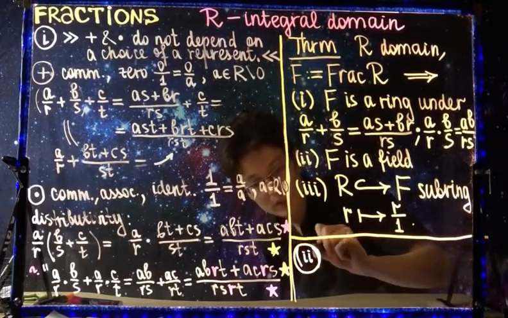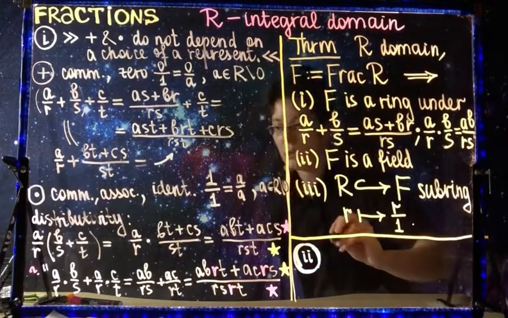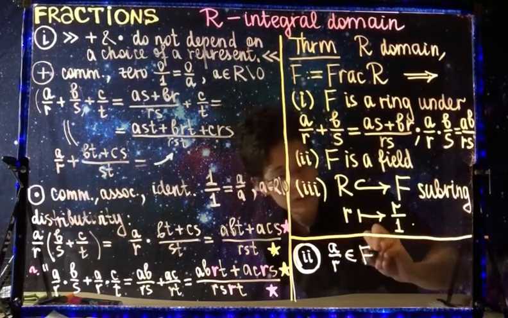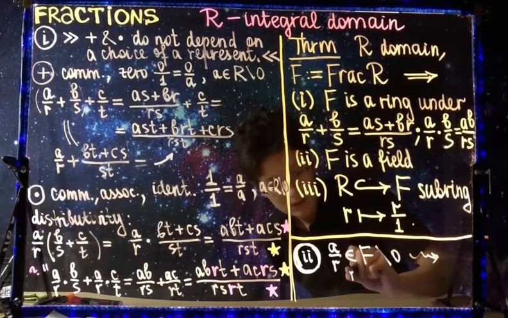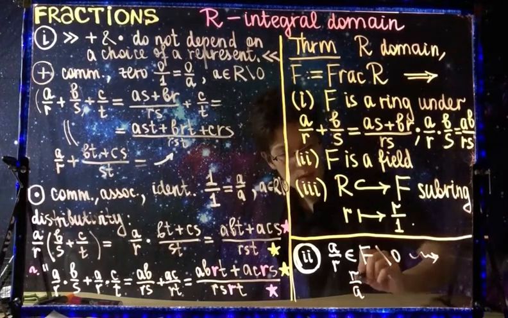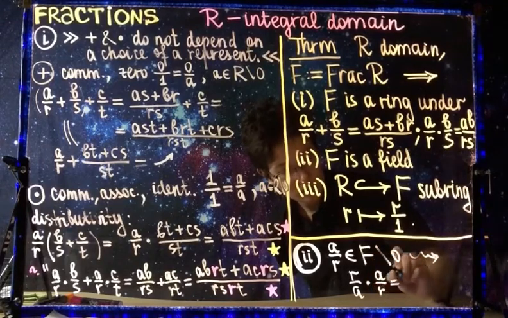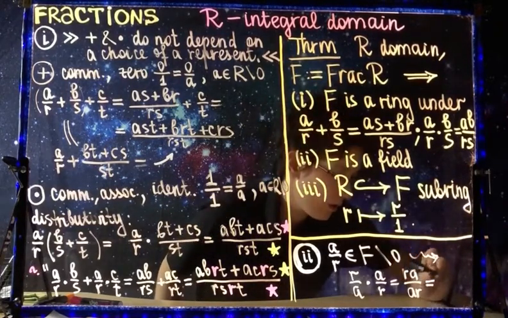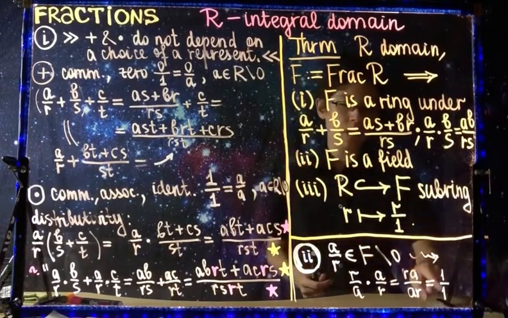For showing that F is a field, take any non-zero element A over R in F, then R over A will be its inverse, because R over A times A over R is RA divided by AR, and we can see that it is equal to the multiplicative identity because RA is equal to AR.